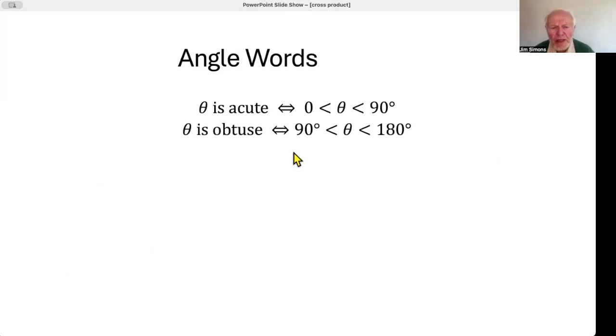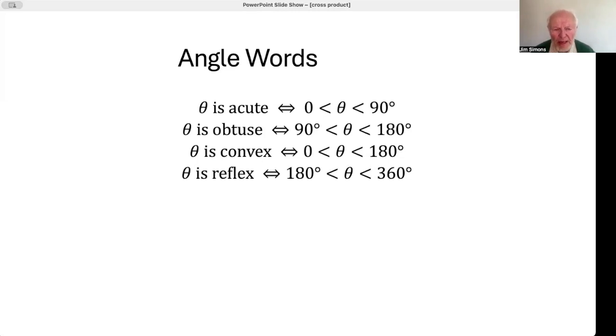Right, so before moving on, there are some angle words you might not know, which are rather cute. So I'm sure you know this one. An angle is acute if it's less than 90, obtuse if it's between 90 and 180. What you may not know is it's said to be convex if it's between 0 and 180. So if we're doing the vector product, we will always be assuming that theta is the convex angle between r and rho. And then you know that an angle is reflex if it's between 180 and 360.